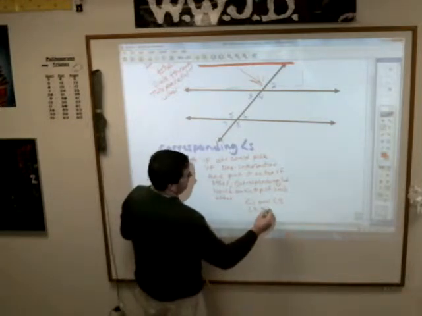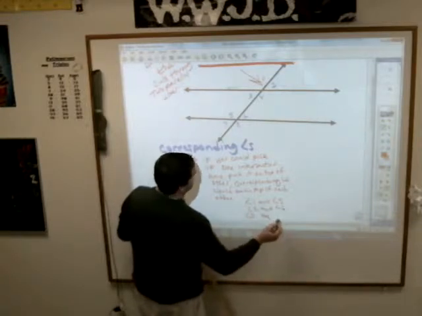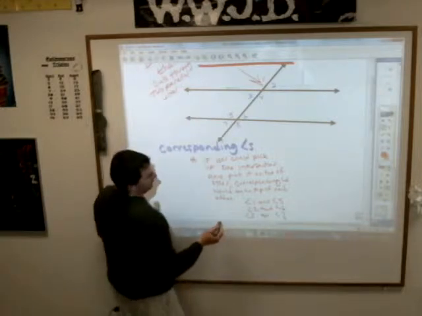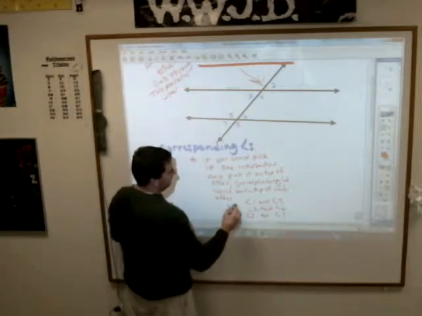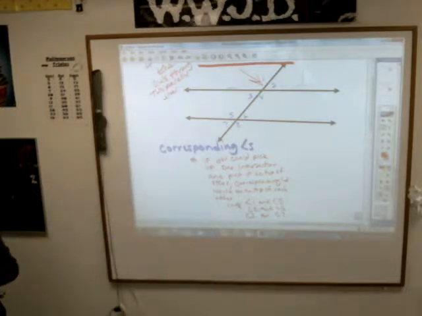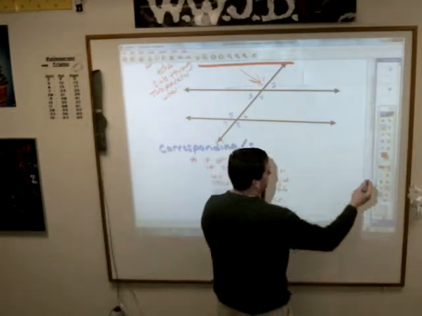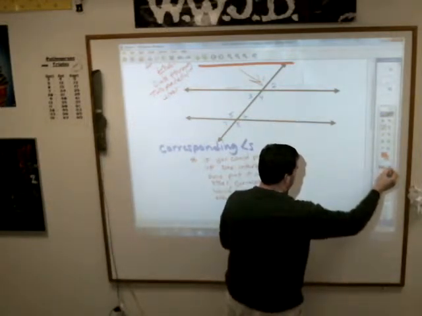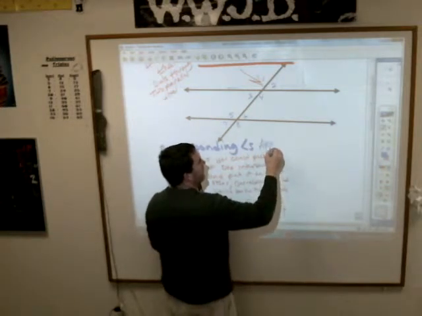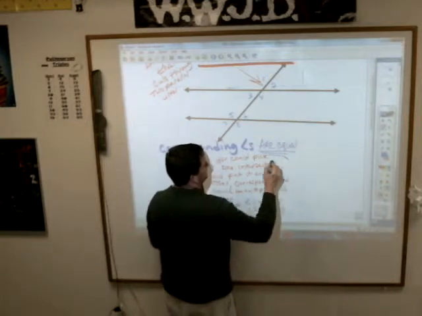So corresponding angles down here would be, we could write, for example, 1 and 5. Angle 2 and 6. 3 and 7. And what am I missing? 4 and 8. Angle 4 and 8. Now, guess what corresponding angles are? Corresponding angles are equal.